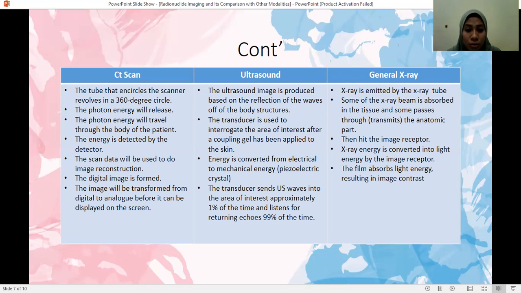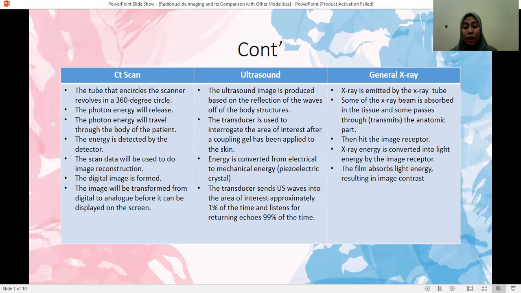And for the ultrasound, the image is produced based on the reflection of the wave off the body structures. The transducer is used to interrogate the area of interest after a coupling gel has been applied to the skin. The energy is converted from electrical to mechanical energy using the piezoelectric crystal. The transducer sends ultrasound waves into the area of interest approximately 1% of the time and listens for the returning echoes 99% of the time.